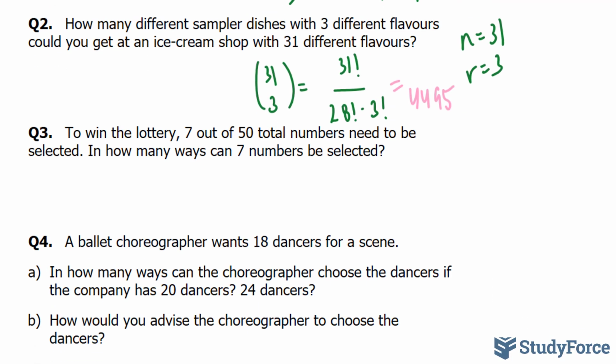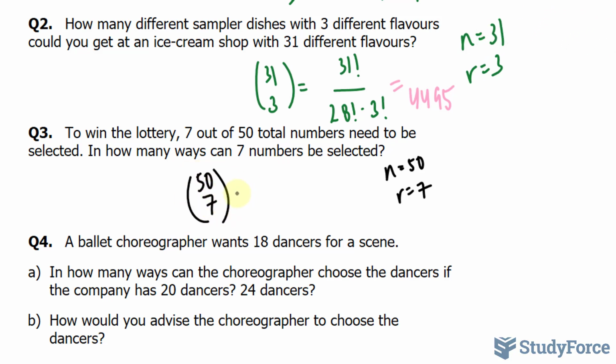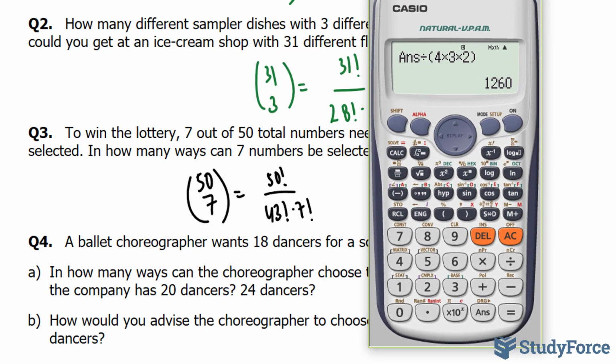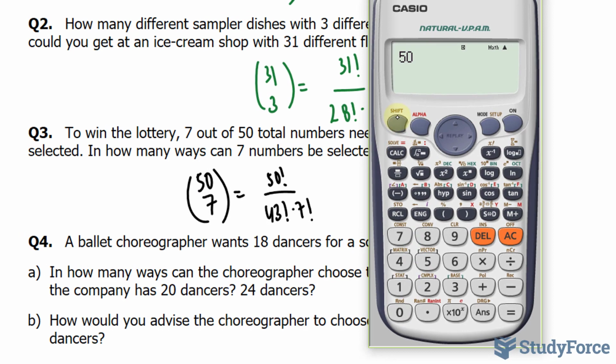In question number 3, to win the lottery, 7 out of 50 total numbers need to be selected. In how many ways can 7 numbers be selected? Our n value is 50, r value is 7. Substituting this into our formula, 50 choose 7 is equal to 50 factorial over 50 minus 7 is 43 times 7 factorial. Using our calculator, and this time I'll actually show you a function on the calculator that you possibly have, and it's right here. You type in 50, shift, and the C appears.